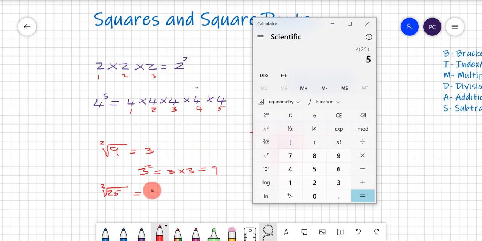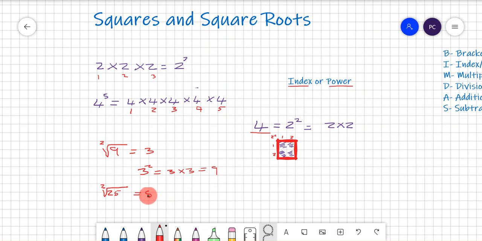So what does that mean? It just means if I was to take, for example, 5 to the power of 2, that's equal to 5 multiplied by 5, which is equal to 25. And this here is what's known as a square root. So that's how we work with square roots.